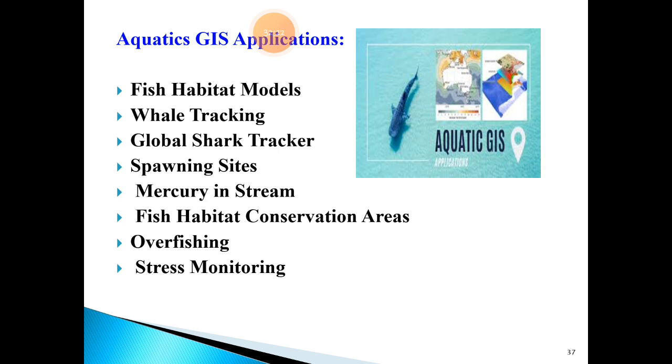Next is GIS application in the field of aquatics. Aquatics refers to the organisms of water, especially of oceans, seas, and rivers. GIS of this type is used to study the habitat of fishes, tracking of whale, shark, then to study the spawn sites or the breeding sites of the fishes.